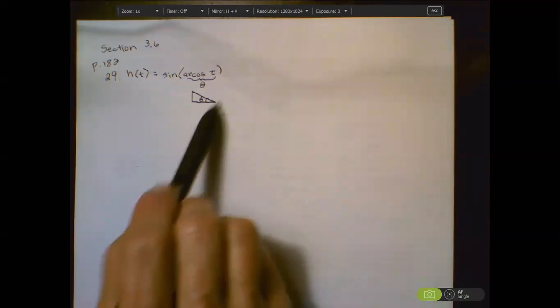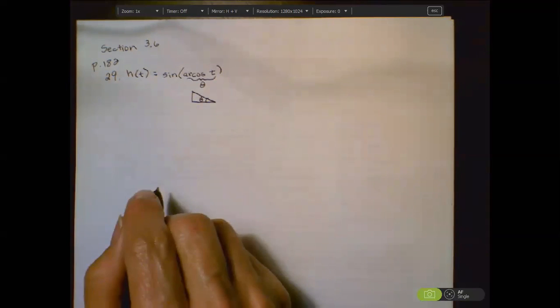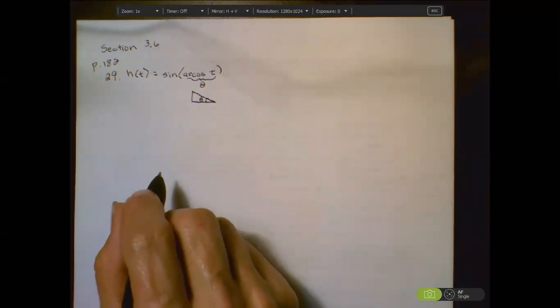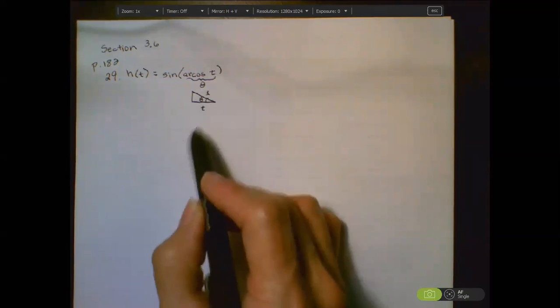Now, what does that tell you about this triangle? The adjacent side is t and the hypotenuse is 1. Perfect, because cosine is adjacent over hypotenuse.